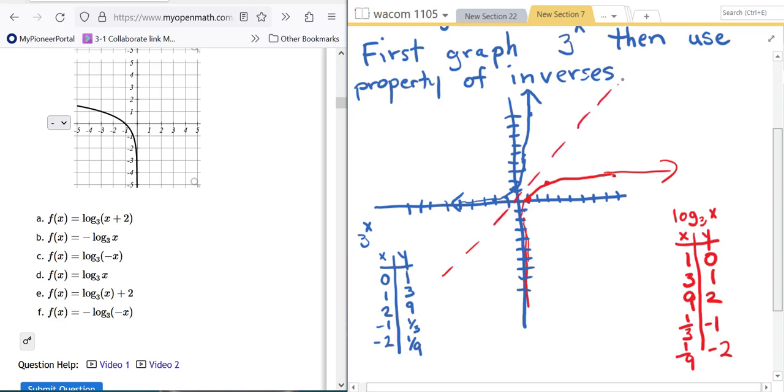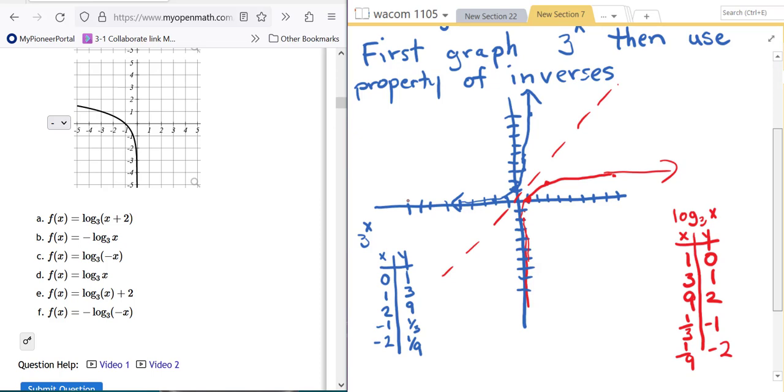Notice it does flip across. And your domain and your range reverse, right? Whatever was domain for this one becomes range for the other one, and range for this one becomes domain for this other one, for the inverse.